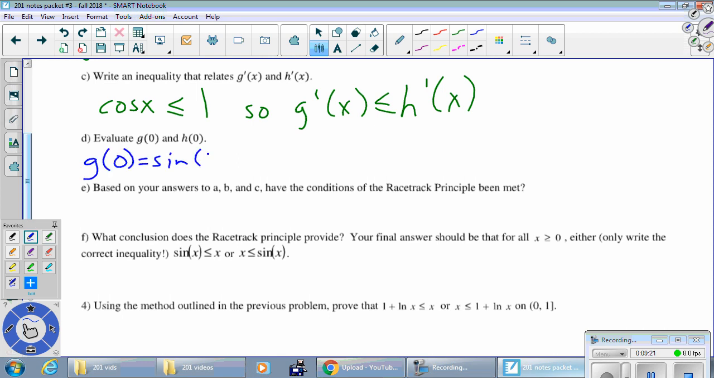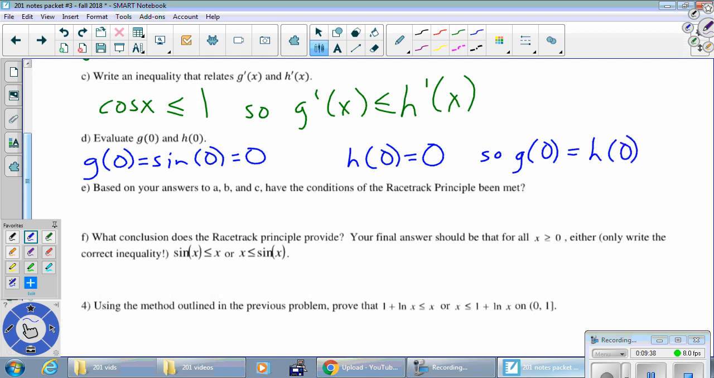Remember, g was the sine function. Sine of 0 is 0. H of x was just equal to x, so h of 0 is just 0. And so that means that g of 0 and h of 0 are equal to each other. This is saying that Goethe and Hertz start the race at the same time at the same spot. And so these are exactly the conditions of one of the parts of our racetrack principle, right?